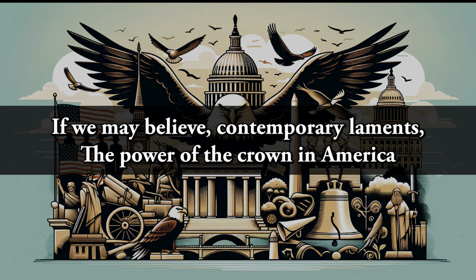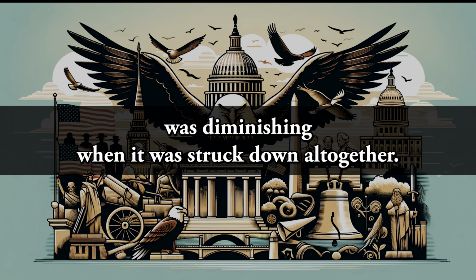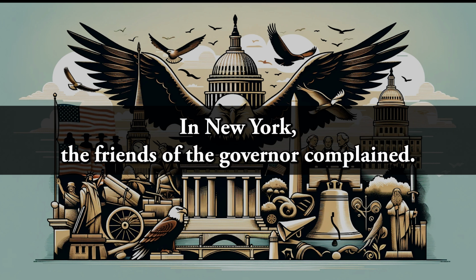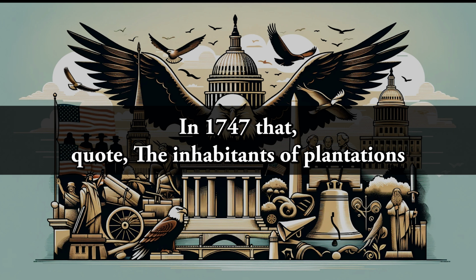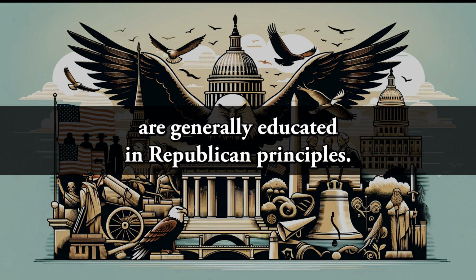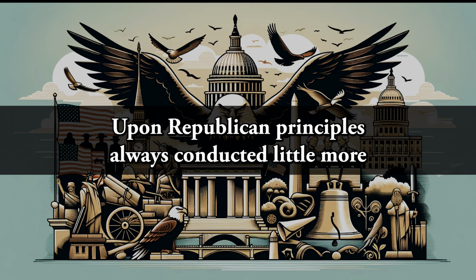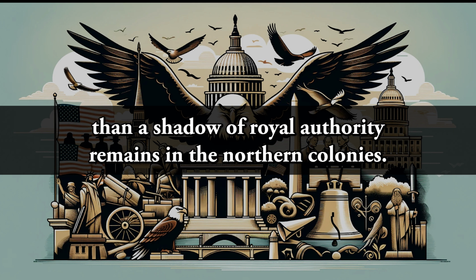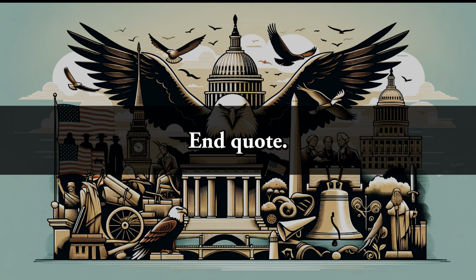If we may believe contemporary laments, the power of the crown in America was diminishing when it was struck down altogether. In New York, the friends of the governor complained in 1747 that, "the inhabitants of plantations are generally educated in republican principles. Upon republican principles all is conducted. Little more than a shadow of royal authority remains in the northern colonies."